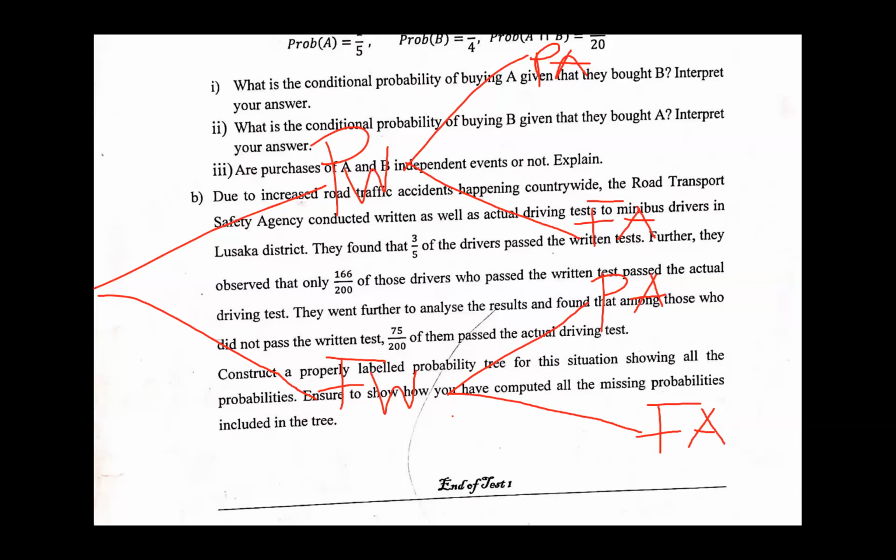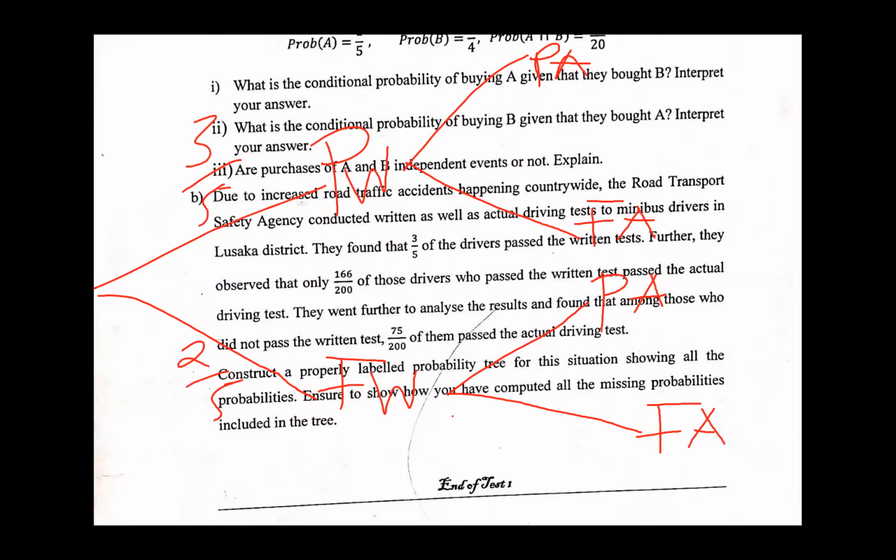Yes. So now let's put the probabilities. What is the probability of passing the written tests? 3, not 3 over 5. 3 over 5. So what's the probability of failing? 2 over 5. 2 over 5.